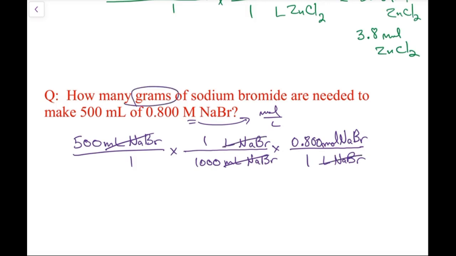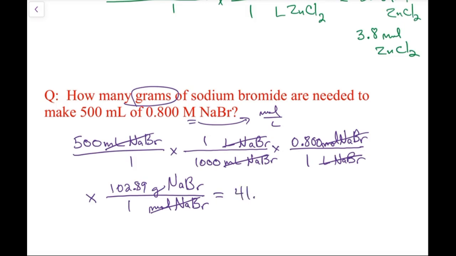The problem is asking me for grams though, so I have one more step to take, and this is a step that you should be familiar with, and that is to go from moles of NaBr to grams. This comes from the periodic table, and the periodic table tells me that 1 mole of NaBr is 102.89 grams. And so then I'm ready to do my math.